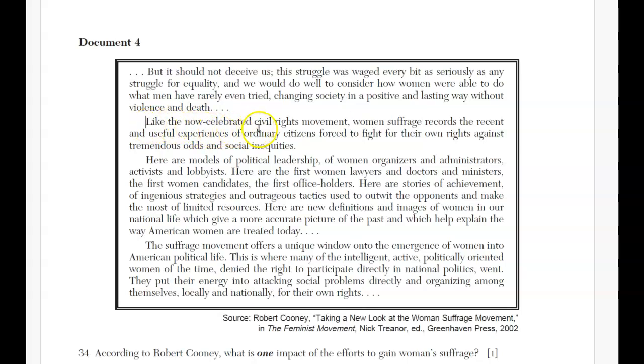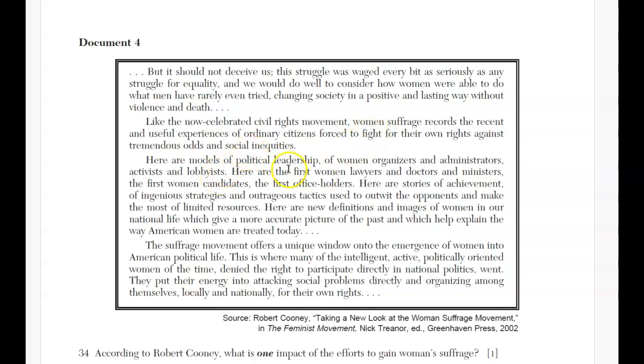So he's saying, usually when guys change society, they do it with a violent armed struggle. Here, they're changing society without violence. Like the now celebrated civil rights movement, women's suffrage records the recent and useful experience of ordinary citizens forced to fight for their own rights against tremendous odds and social inequities. So inequalities, inequities, these are ordinary people fighting for their rights.